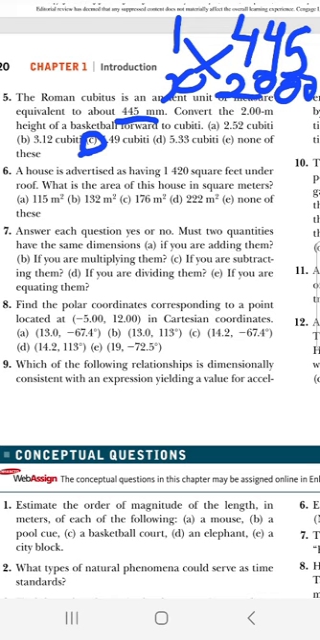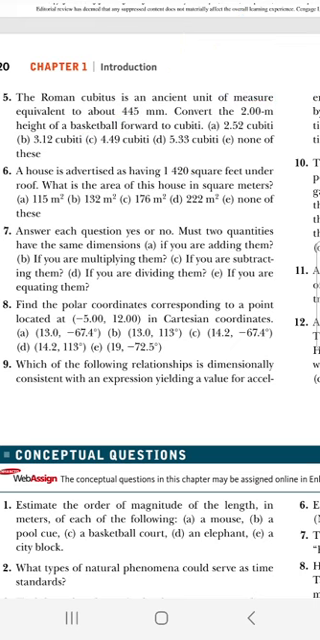Option C. A house is advertised as having 1420 square feet under roof. What is the area of the house in square meters? So we have square feet and then we have square meters, so we'll have to get the conversion relationship between the two. Again, we'll do cross multiplication.